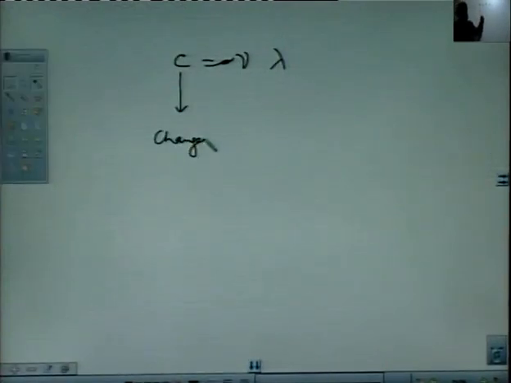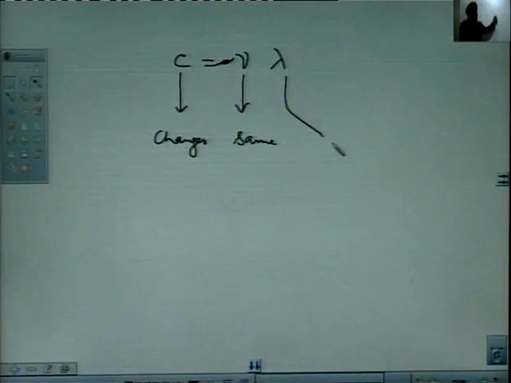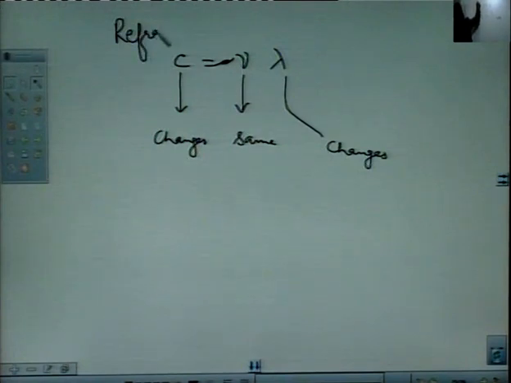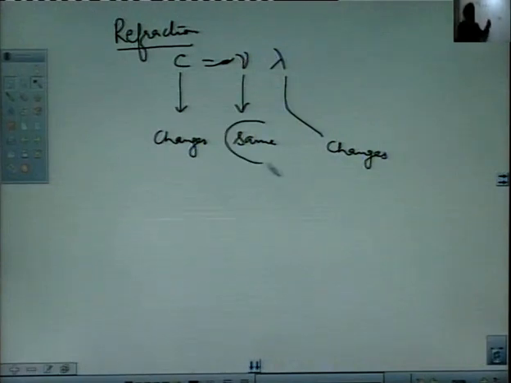And one thing which is very important, we have already studied C is equal to nu lambda. So, in this case velocity changes, frequency is the same, wavelength also changes. In refraction of light, frequency remains the same. This is a very important note: frequency remains the same, but velocity can change and wavelength can change, but the frequency will remain the same.